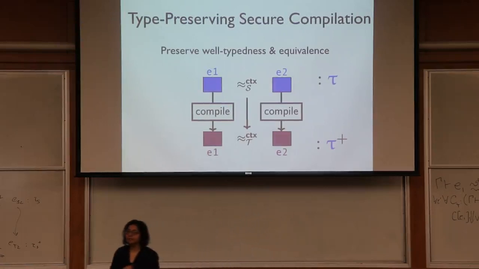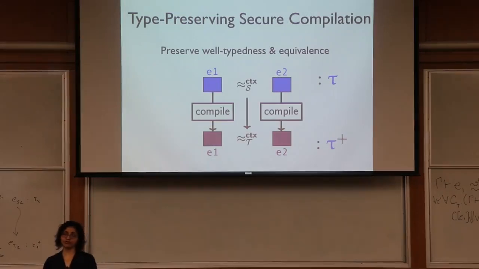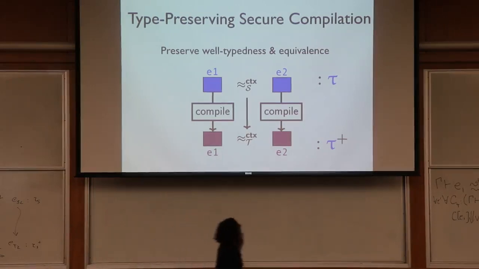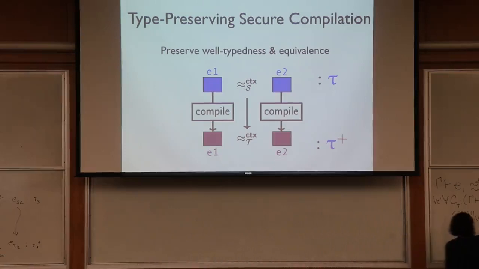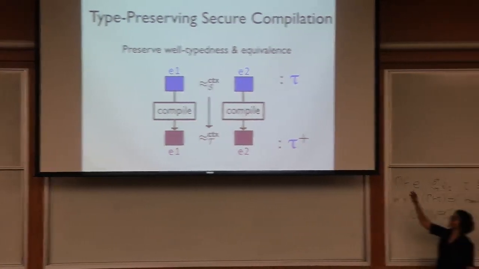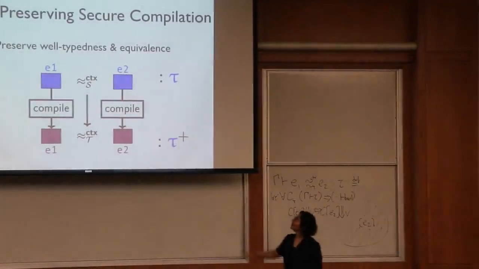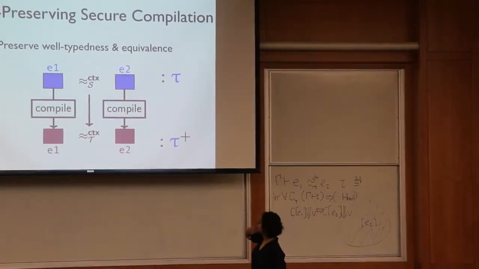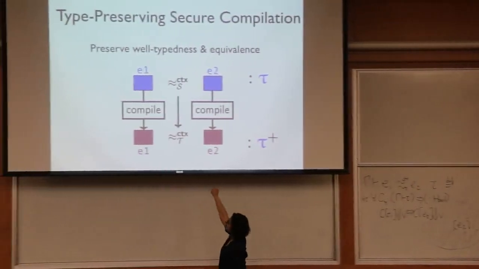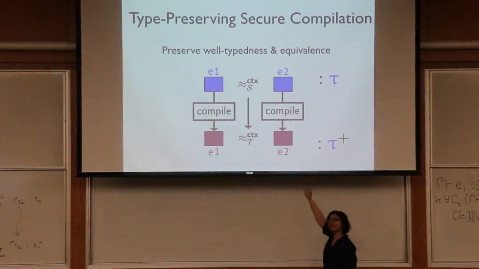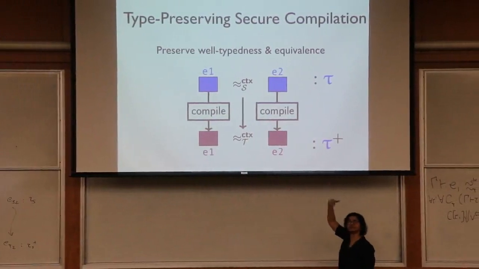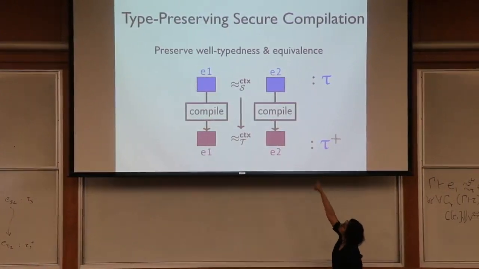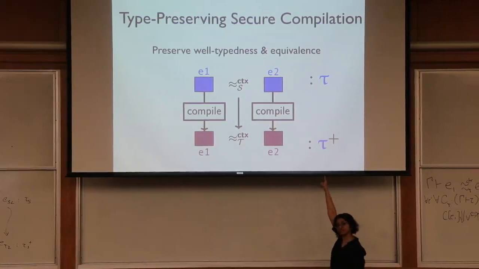We could use type-preserving compilation to ensure secure compilation. The figure would look very much like before, but this time I'm using types to help me out. If I know that E1 and E2 are contextually equivalent in the source at the type tau, and imagine that there's a gamma there as well, then after I compile, I want to be sure that E1 and E2 are contextually equivalent at the translation type, because my compiler is translating those E's into target E's of translation type.